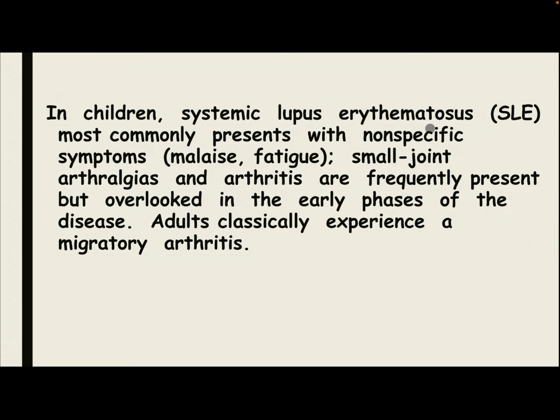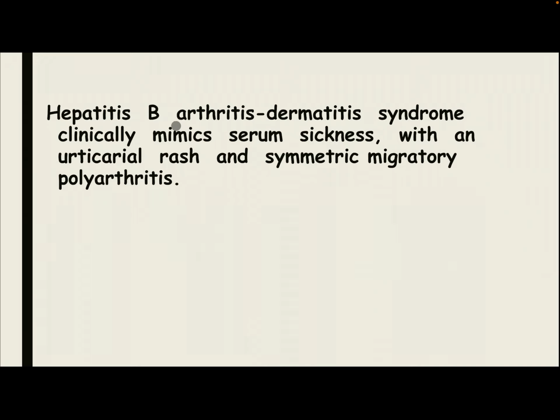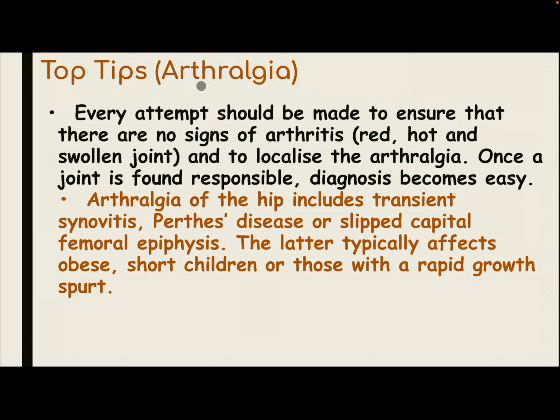In children, systemic lupus erythematosus most commonly presents with non-specific symptoms. Malaise, fatigue, small joint arthralgia, and arthritis are frequently present but overlooked in early phases of the disease. Adults classically experience a migratory arthritis. Hepatitis B arthritis-dermatitis syndrome clinically mimics serum sickness with an urticarial rash and symmetric migratory polyarthritis.